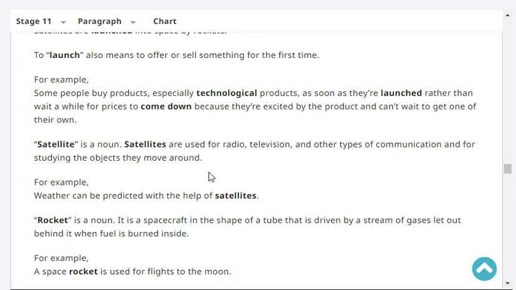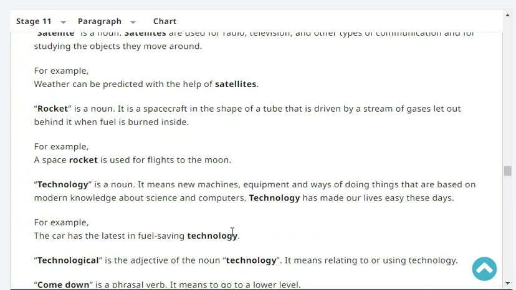Satellite is a noun. Satellites are used for radios, televisions, and other types of communications, and for studying the objects they move around. For example, weather can be predicted with the help of satellites. Rocket is a noun. It is a spacecraft in the shape of a tube that is driven by a stream of gases let out behind it when fuel is burned inside. For example, a space rocket is used for flights to the moon.